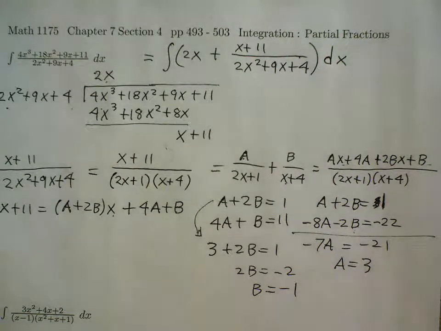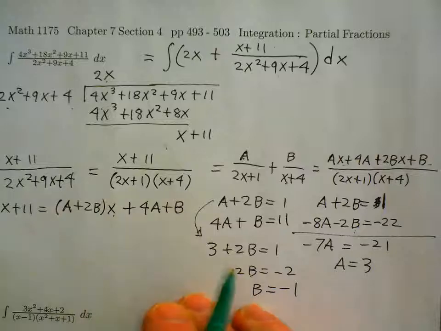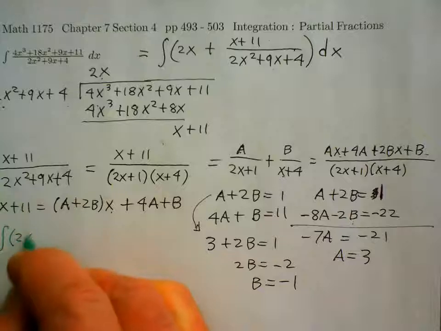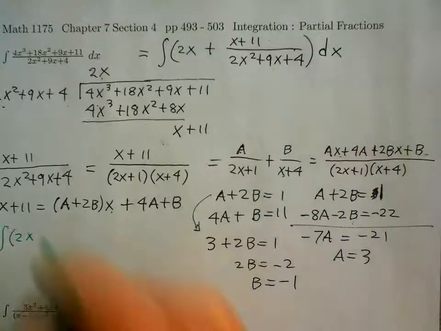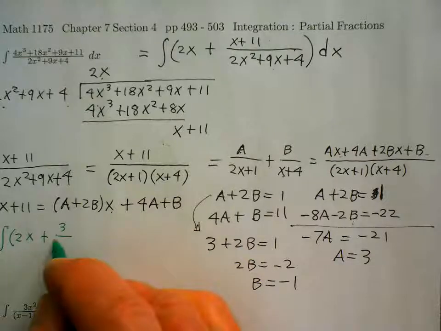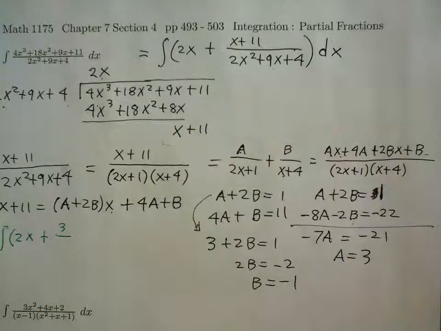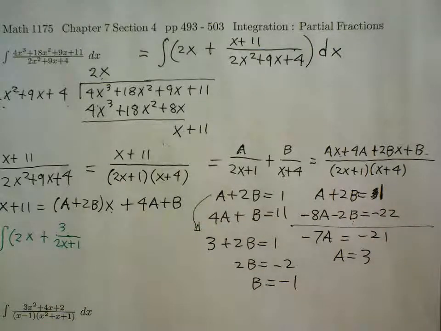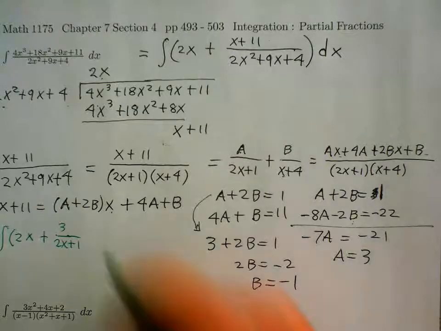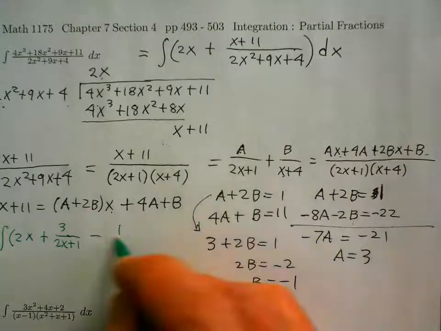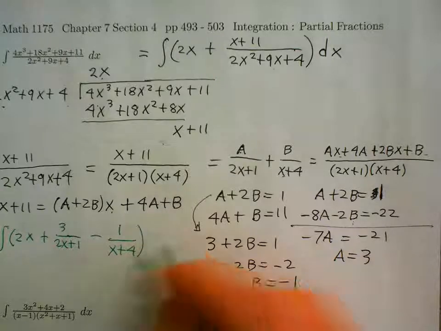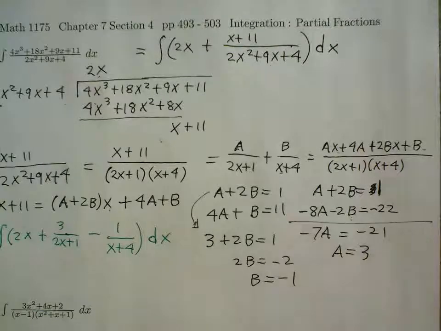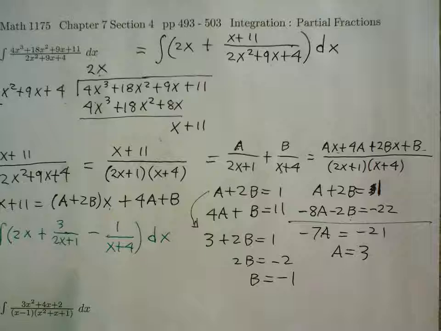Okay, so our integral that we want to evaluate is the integral of 2x. The value of a is 3, so 3 over 2x plus 1, and then minus 1 over x plus 4 dx. Okay, I'll leave the rest of that for you to do.